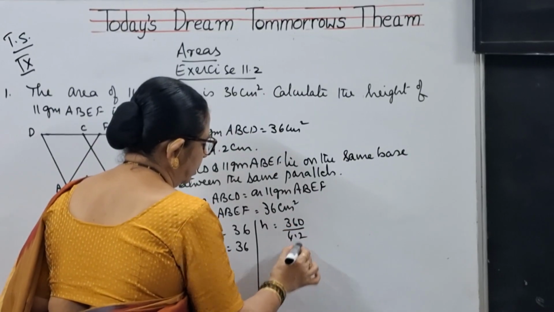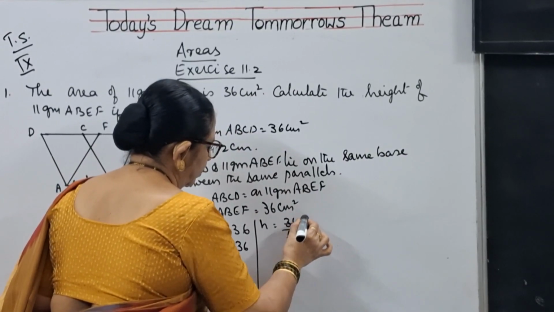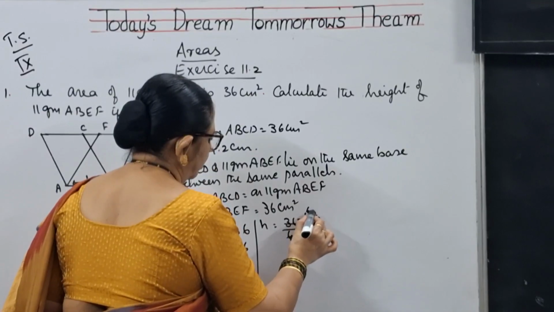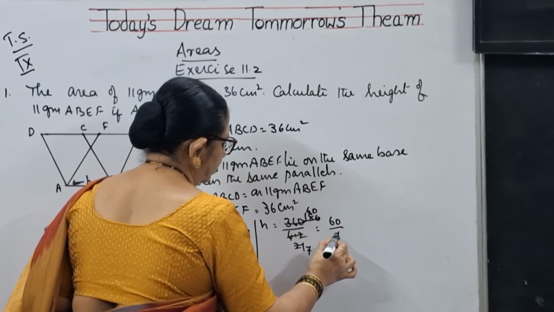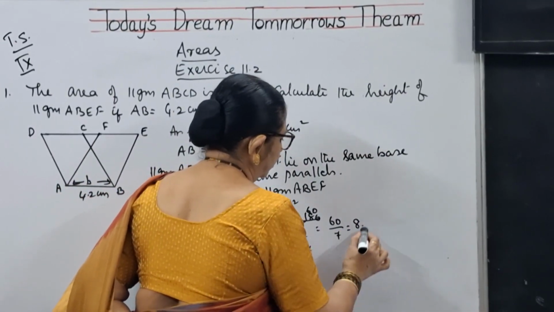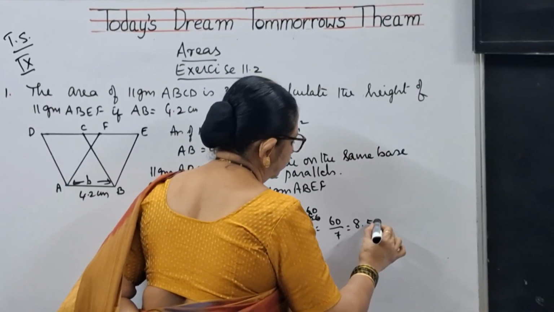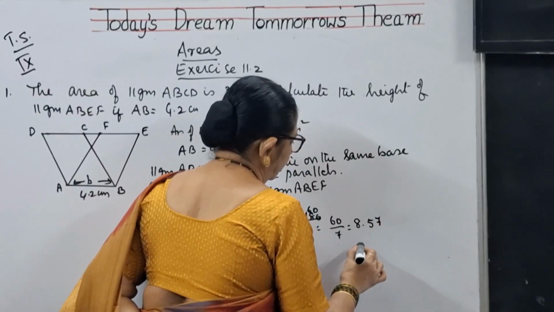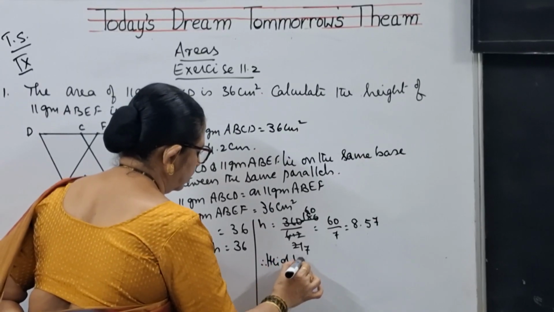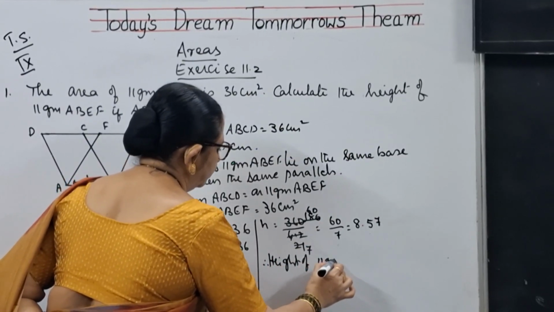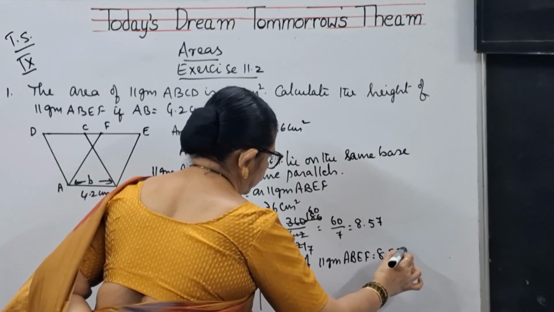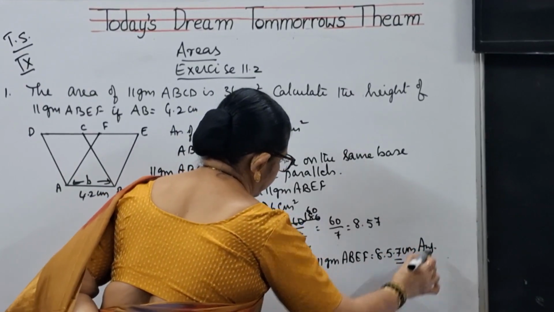So, take a 0, you can cancel. 2 2s are 4, 2 1s are 2, 2 8s are 16... you are getting 60 by 7. 7 8s are 56, 4 you will be getting, 7 5s are 35, 5, 7 7s are 49. 8.57. Therefore, height of parallelogram ABEF is equal to 8.57 centimeters. This is the answer children.